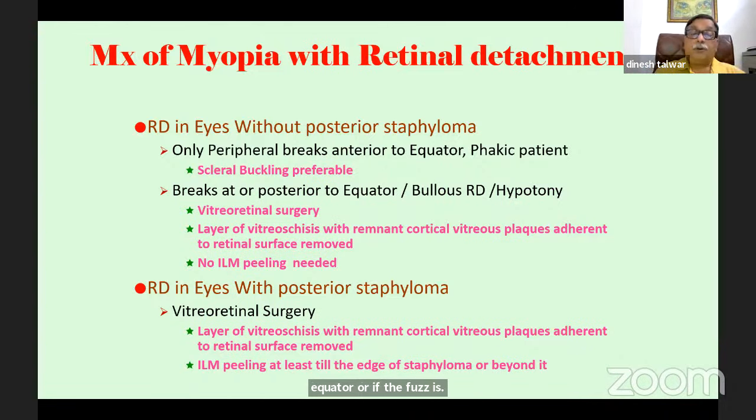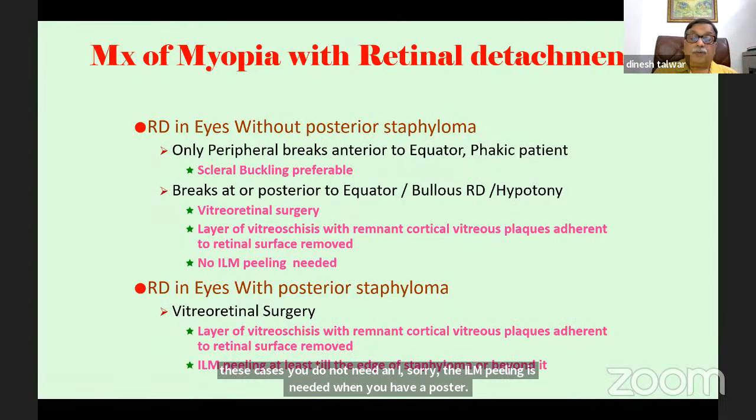And the important thing to remember here is there is a layer of vitreous schisis with remnants of the cortical vitreous adherent to the retinal surface, which need to be removed. This could be an entire sheet, or this could be some localized areas. And I'm going to show that just now. In these cases, you do not need an ILM peeling. The ILM peeling is needed when you have a posterior staphyloma. Here, you not only remove the layer of vitreous schisis, but you also need to do an ILM peeling till the edge of the staphyloma and beyond.